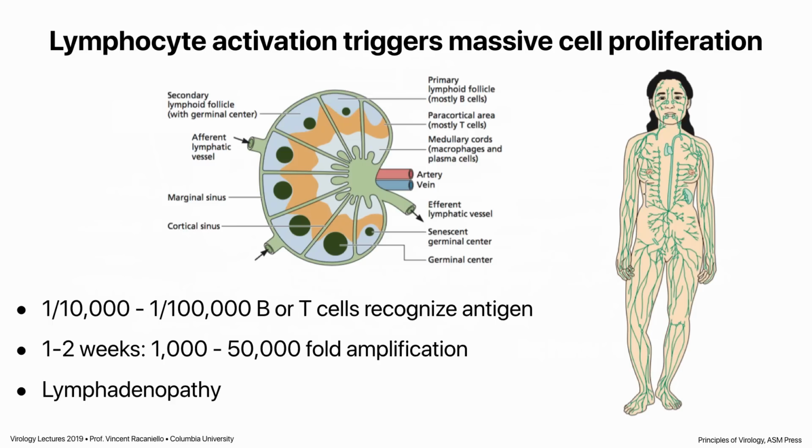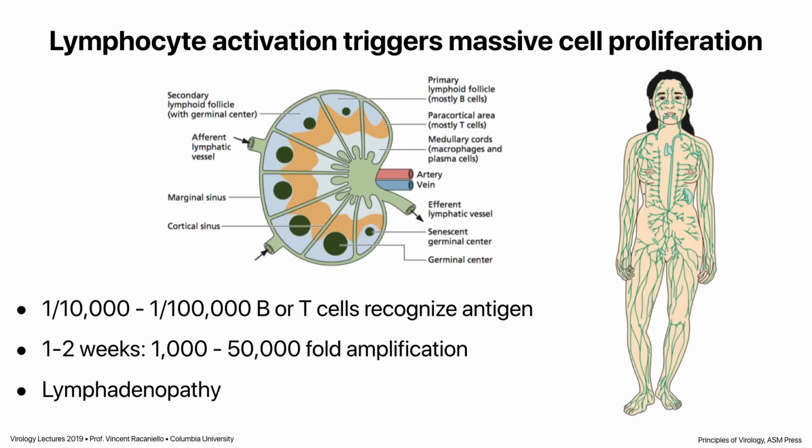Now, in your circulation at any given time, somewhere between 1 in 10,000 or 1 in 100,000 T or B cells are specific for any given antigen, say from a virus. So there's not a lot, and it's circulating through you at any given time. They're in your lymph nodes. And so when the dendritic cells come into the lymph node, if they are bearing a foreign peptide, they will activate either B or T cells, and they start proliferating.